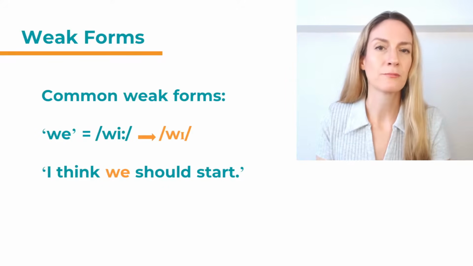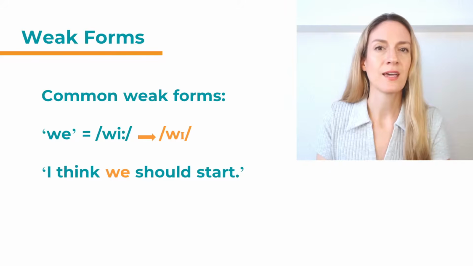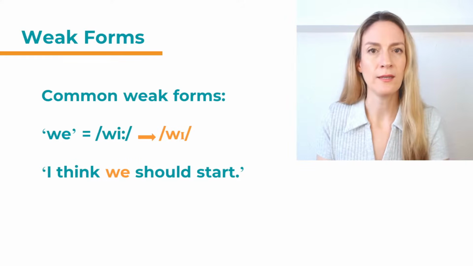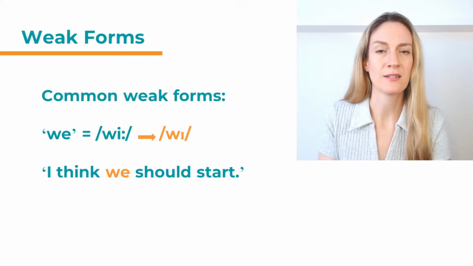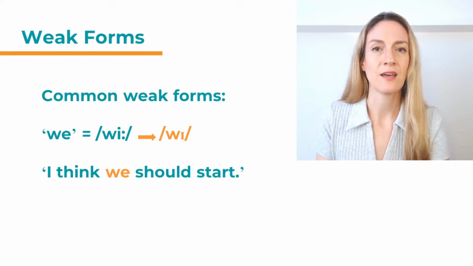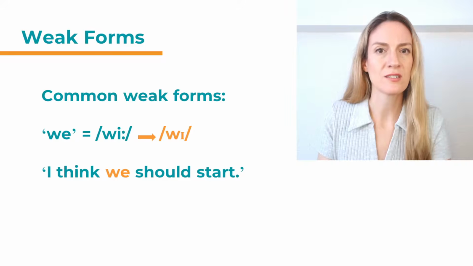Another common form is for the pronoun we. The pronoun we contains a long E sound, and long E sounds are usually not reduced to a schwa, but simply to a short I. So we, its full form, and we, weak form when it's unstressed. Like in the sentence here, I think we should start.